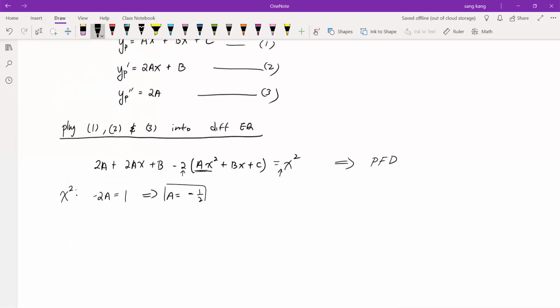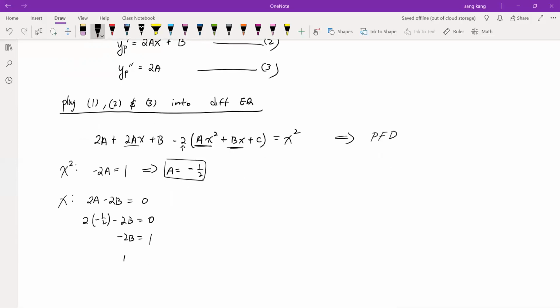Now I can solve for the x terms. On the left-hand side, we have 2a and we have -2b, so 2a minus 2b. On the right-hand side, we don't have anything, so it equals 0. We already know a, so -1/2 minus 2b equals 0. So -2b equals 1, and b also equals -1/2.